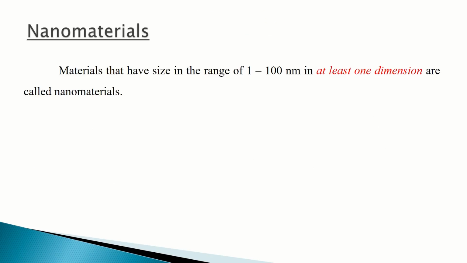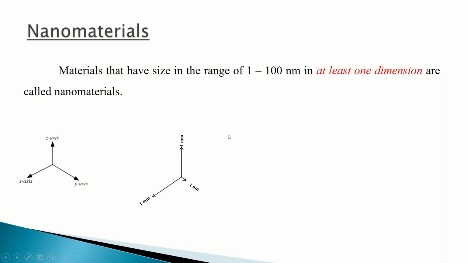Let's see what is nanomaterial. Materials that have size in the range of 1 to 100 nanometer in at least one dimension are called nanomaterials. So by definition, you have three dimensions like x-axis, y-axis and z-axis. According to the definition, you should have at least in one dimension, the range should be 100 nanometer.